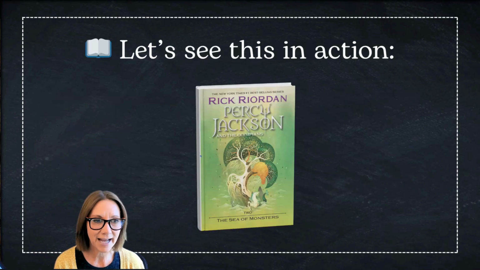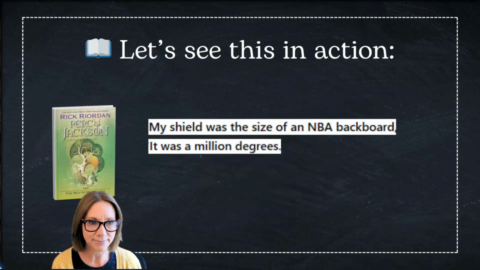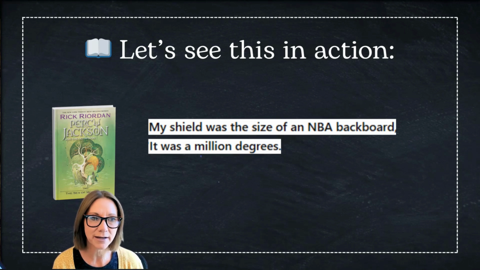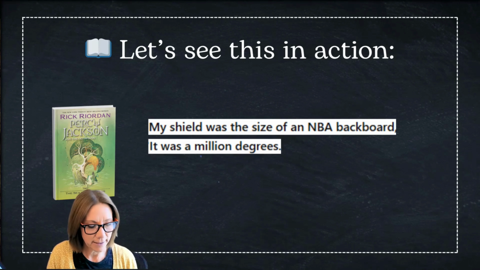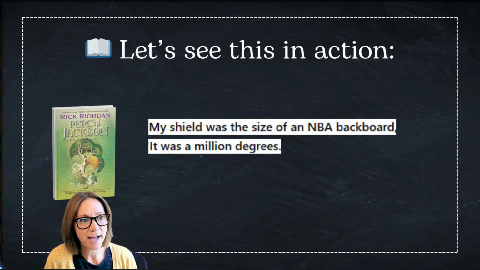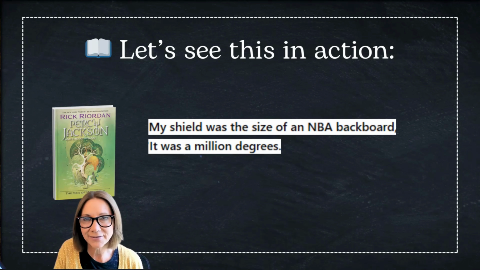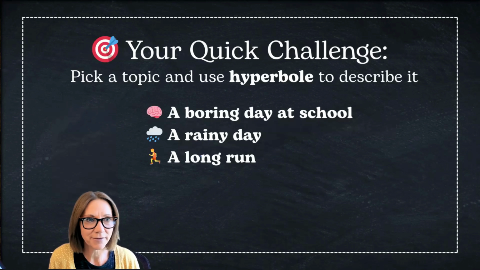So let's see it in action in Percy Jackson. It says, my shield was the size of an NBA blackboard. Sorry, not blackboard, backboard. It was 1,000,000 degrees. See how he's using the specifics there of something that's super big? And being really specific about the backboard being in the NBA. So try and get into really specific details when you do your piece of hyperbole.